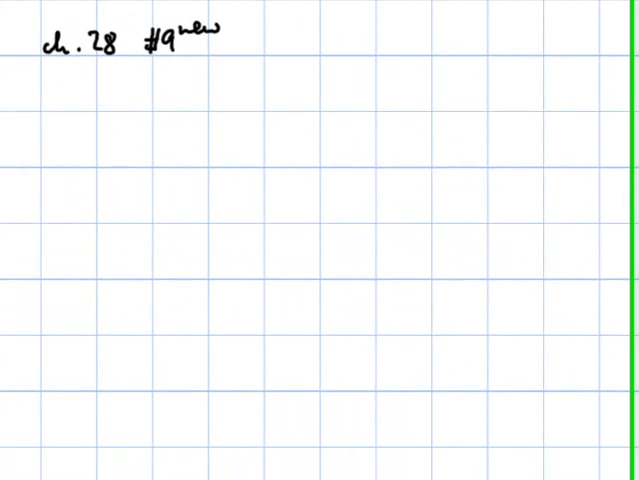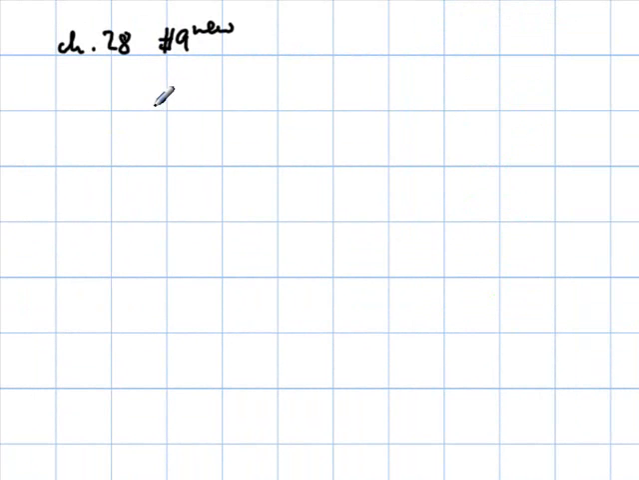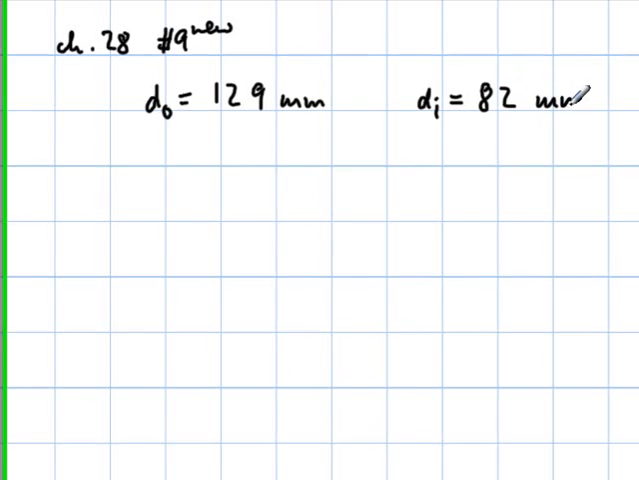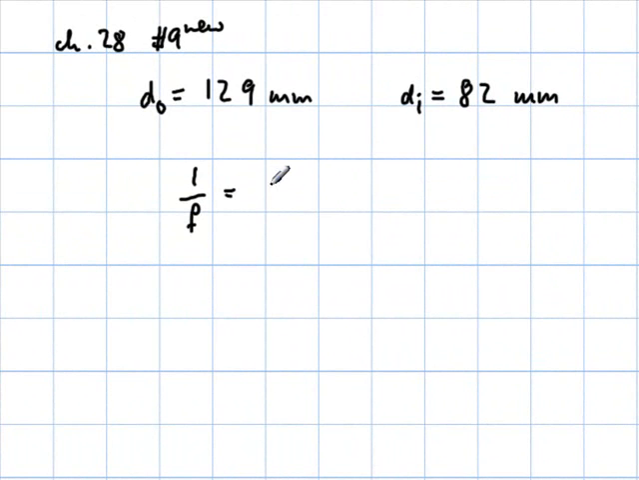So we have DO equals 129 millimeters, and we have DI equals 82 millimeters, and now compute the focal length. 1 over F equals 1 over DO plus 1 over DI.